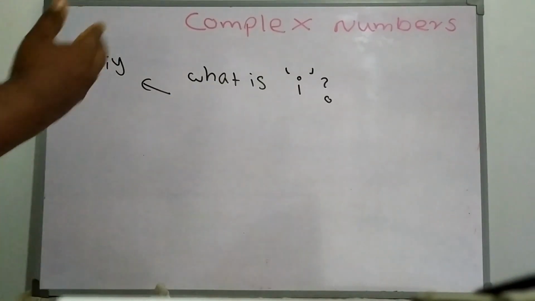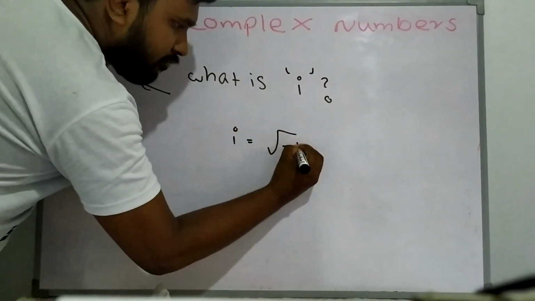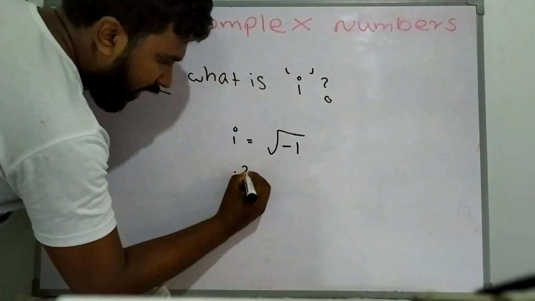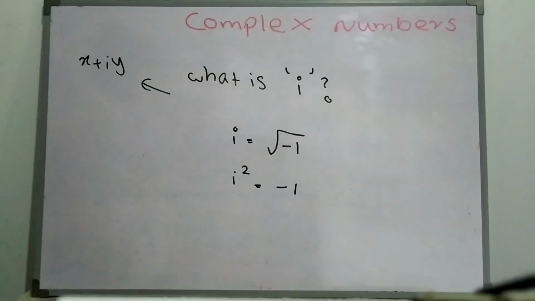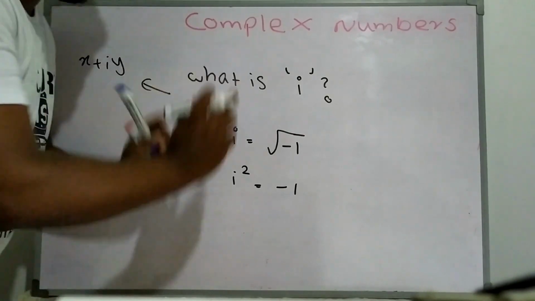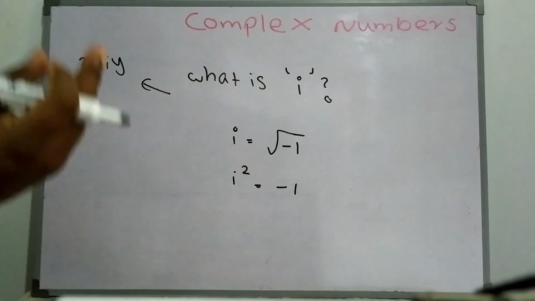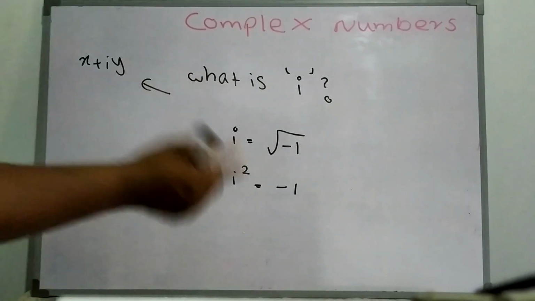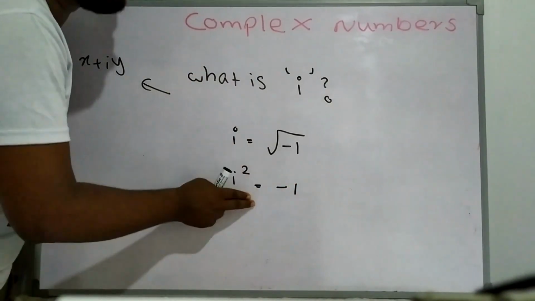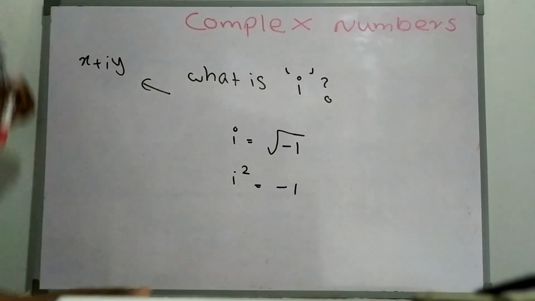Okay, what is this i? Actually, i is square root of minus 1. When you are squaring i, then i squared will be minus 1. This is the only number that we have where squaring gives a negative value. Most of the time when we square a number it gives a positive answer, but only for i, squaring gives a negative value.